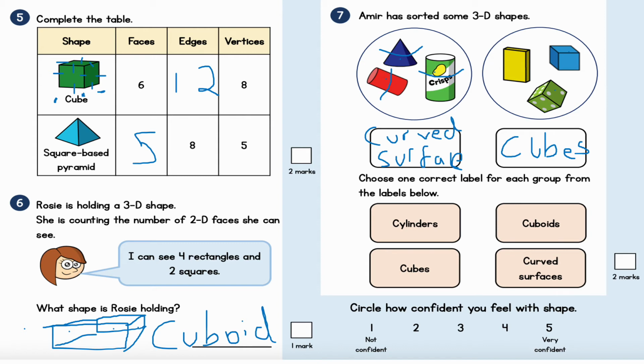Right guys, please go ahead and circle how confident you feel with shapes now.